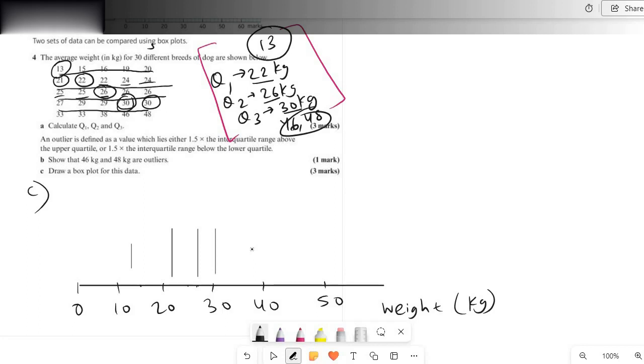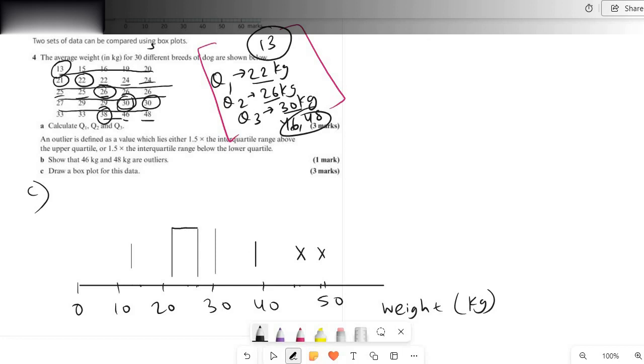Now, at the end, we have 46 and 48, which are outliers. So this is going to be an approximate position for the outlier here. And we also have 48 here, which is another outlier around here. And now we have to include the highest value that is not an outlier, which is going to be 38, because after that, 46 and 48 are both outliers. So 38 is going to be the last whisker here, around here.